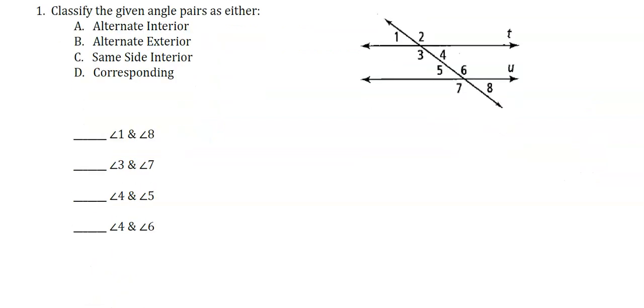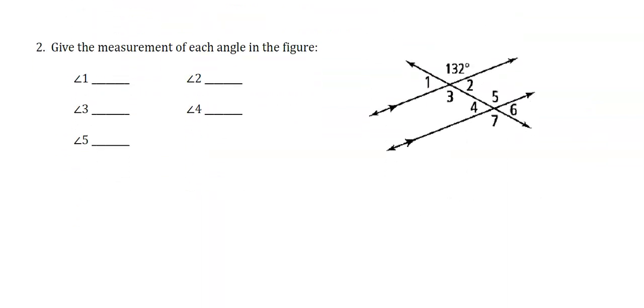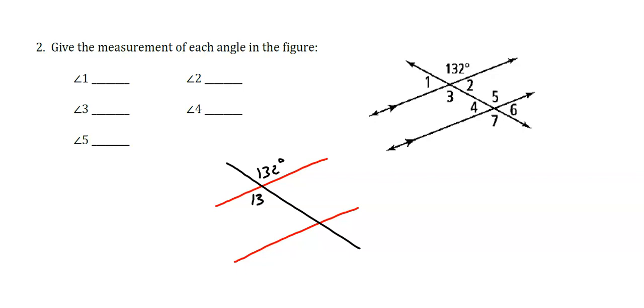All right, moving on down. Let's check out number 2. Now we have to find some measurements here. So I'm going to redraw this off to the side and fill in the angles as we go. So I'm given 132. I should be able to get everybody else because I can use vertical angles to get this one, which is number 3. So that's 132.